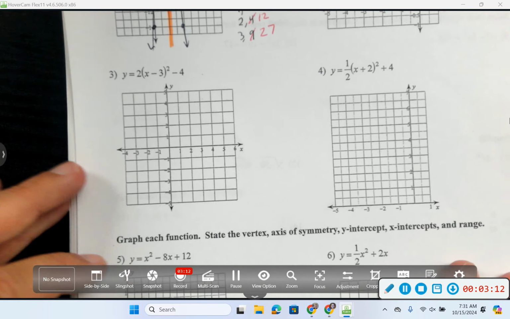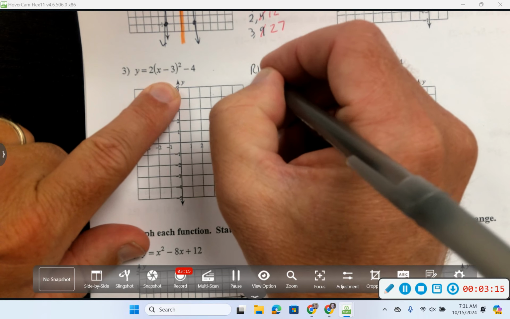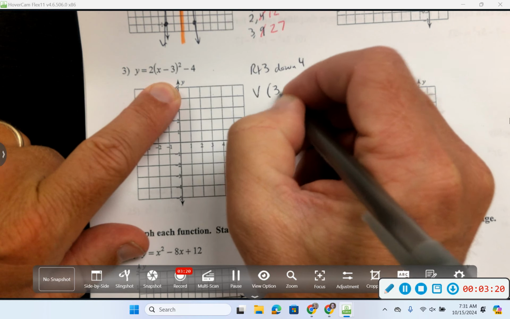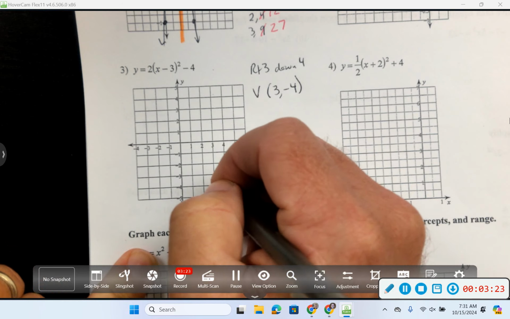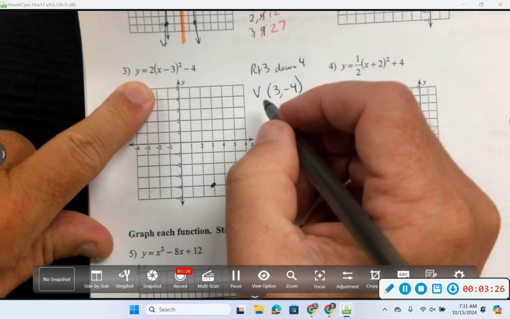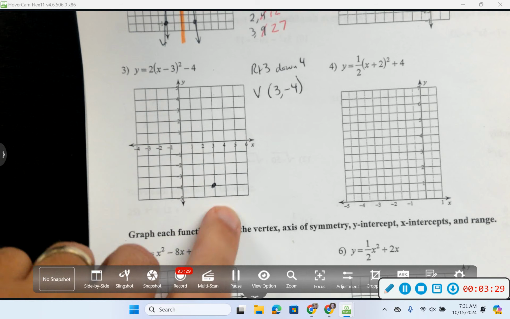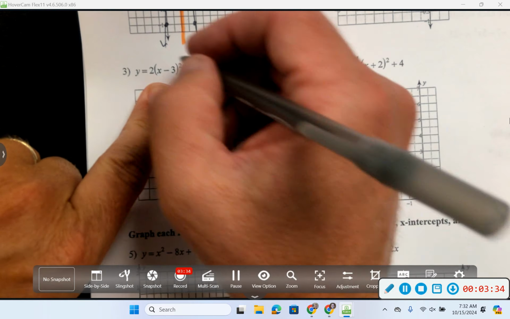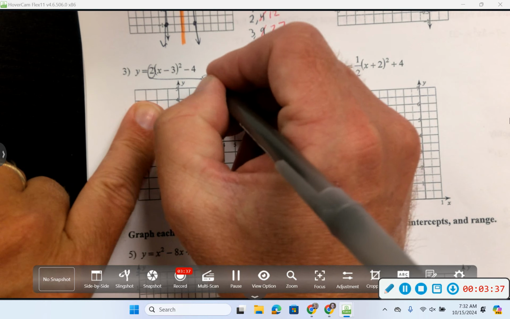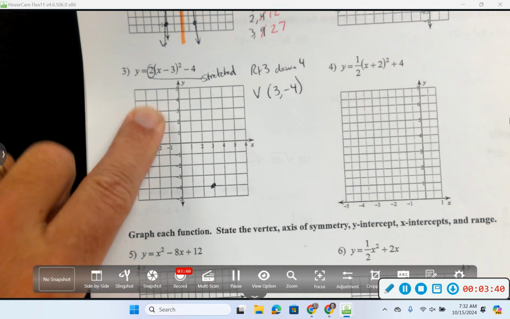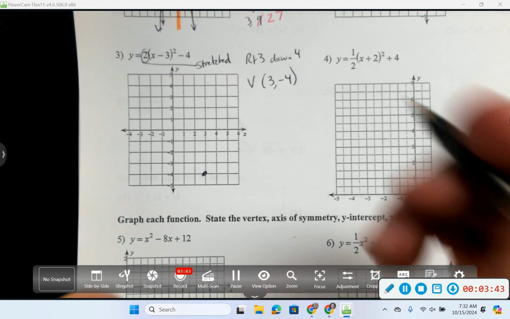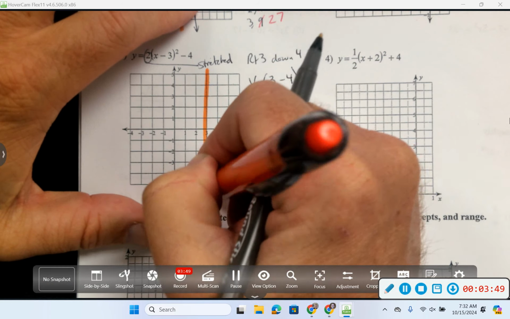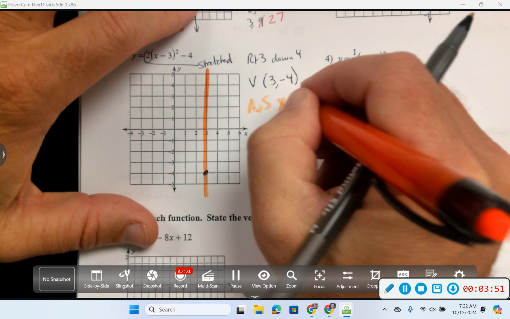Number 3, very similar. Let's see, that would be right 3 and down 4. So my vertex would be 3, -4. And I guess this is how you could forget about the 2. If you just started graphing, axis of symmetry, range, you could do all of those things without accounting for the 2. But I'm going to just circle it and say stretched, just so that my brain will remember to actually stretch it when it comes time. Axis of symmetry. X equals 3.